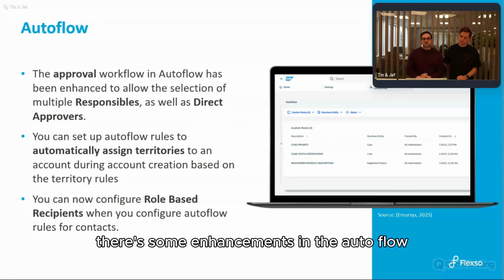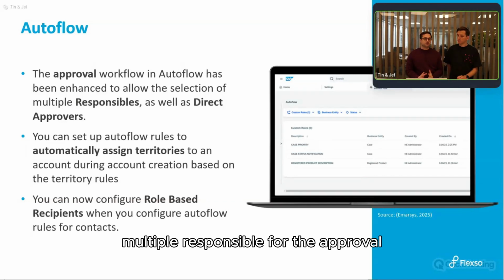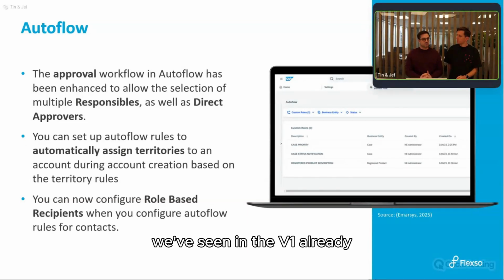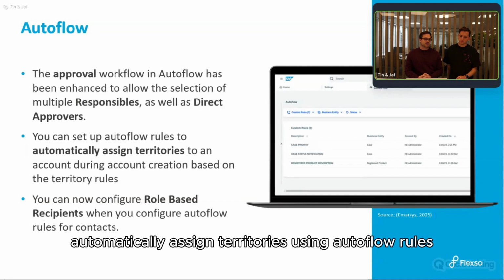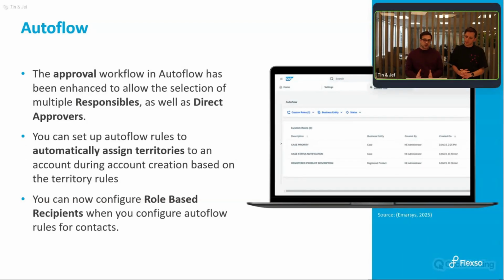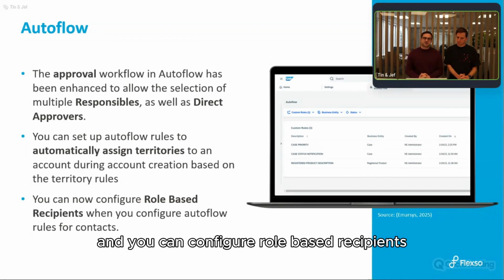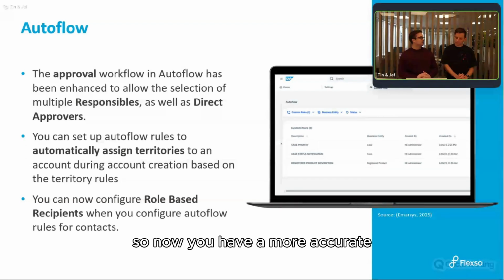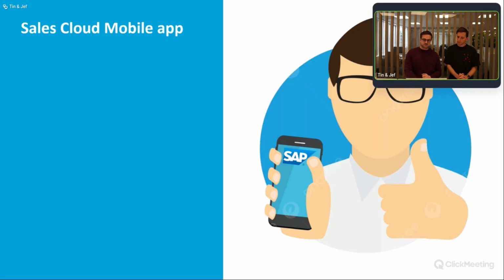There's some enhancements in the autoflow functionalities as well. The approval workflow now includes multiple responsibles for the approval, as well as direct approval. So this is kind of the functionalities we've seen in the V1 already, and now it's been added to V2 as well. And also when creating accounts, you can now automatically assign territories using autoflow rules. Another V1 feature that we were missing in V2. And you can configure role-based recipients. So now you have a more accurate routing to the most relevant person that needs to receive the notification.